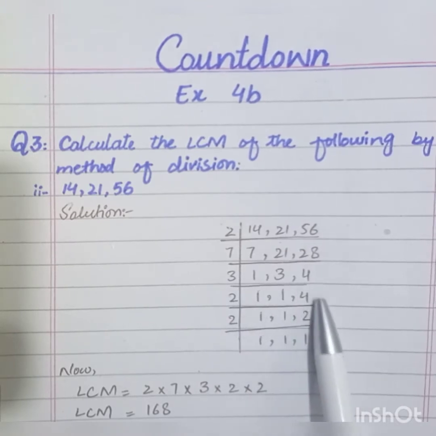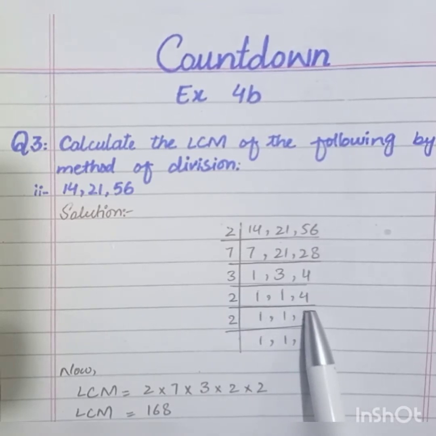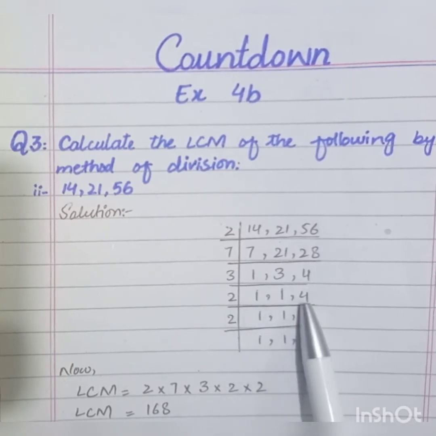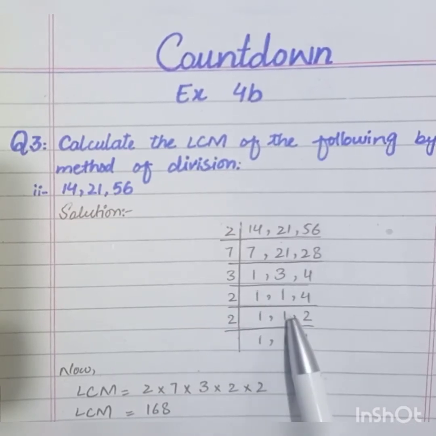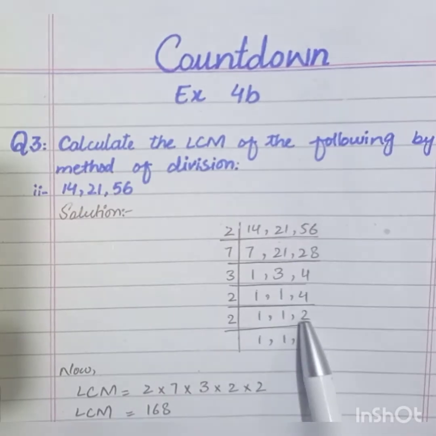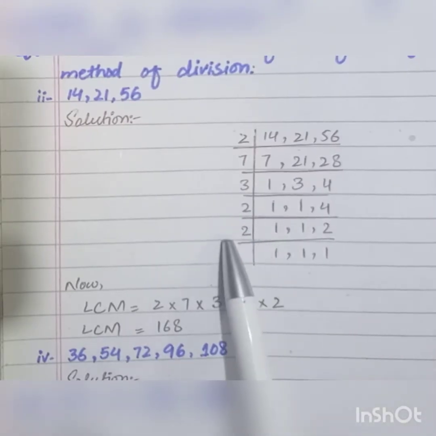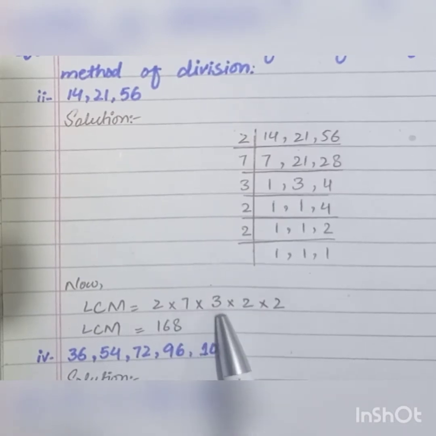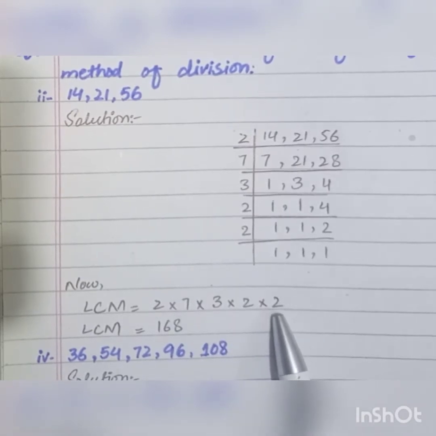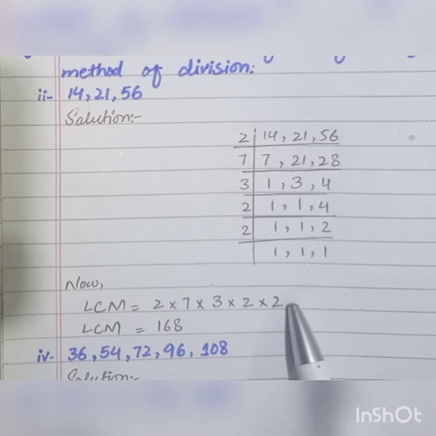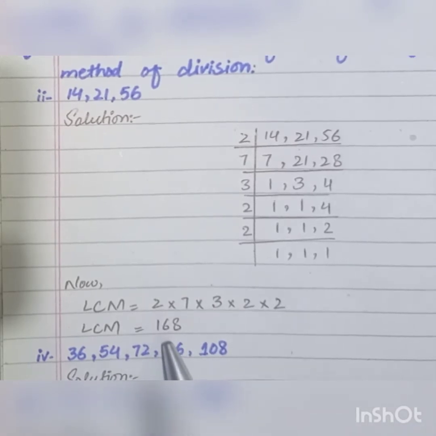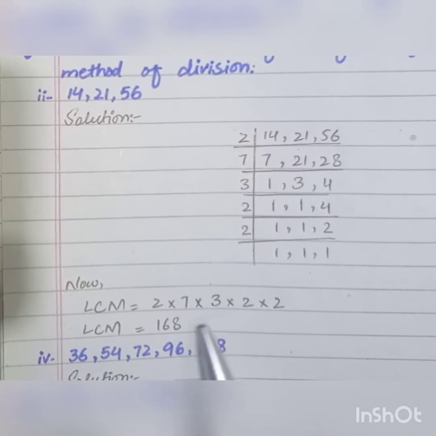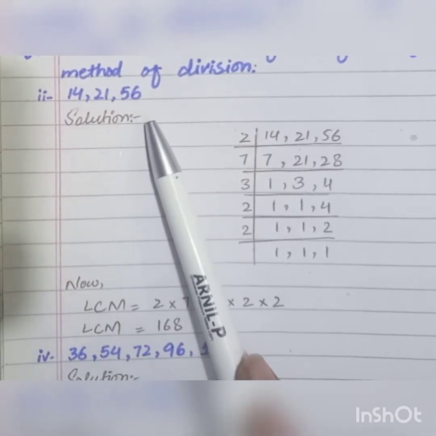Now the number 4 can be divisible by 2. So 1 will remain the same and 1 will be as it is. 2 twos are 4. Now 1 will be as it is, here 1 as it is and 2 ones are 2. Students, we know that the LCM is equal to the product of these values, that are 2 multiplied by 7 multiplied by 3 multiplied by 2 multiplied by 2. If we find the product of these values, then the result will be 168 and that is the least common multiple of the given numbers.